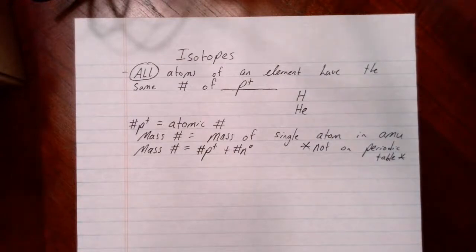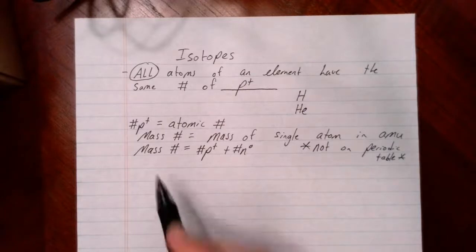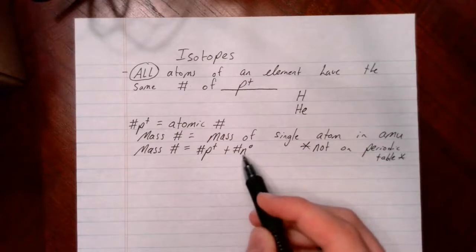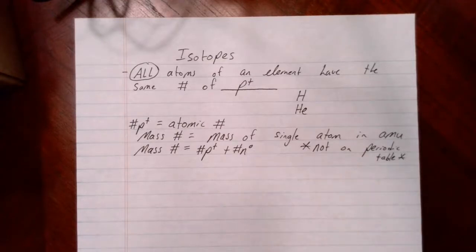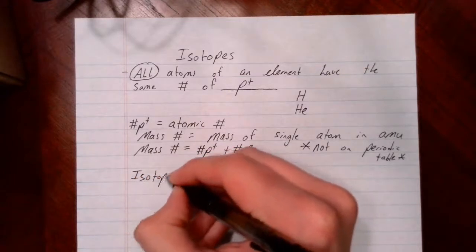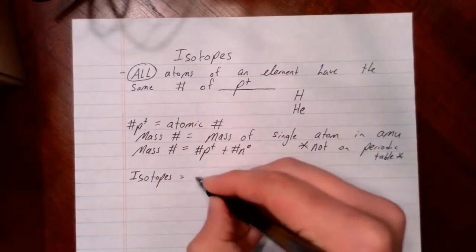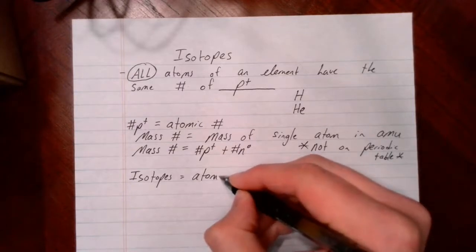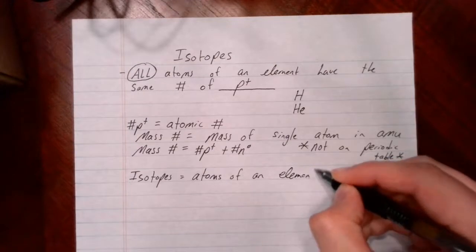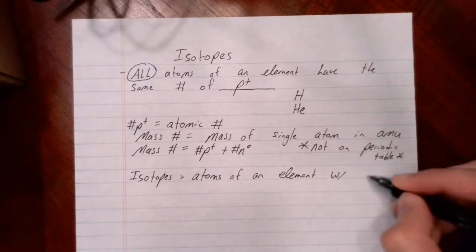Okay, so we've already said that all atoms of a certain element have the exact same number of protons, but all atoms of a certain element do not have the exact same mass number. So that must mean that atoms of an element can have a different number of neutrons, and that is correct. We call these isotopes. Isotopes are atoms of an element with different numbers of neutrons.